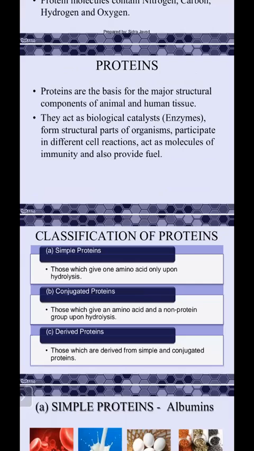They act as a biological catalyst. Whatever enzymes we have, in their presence the processes in our body become fast. That catalyst is known as an enzyme. Proteins also form the structural parts of organisms, participate in different cell reactions, act as molecules of immunity, and also provide fuel. They act as a biological catalyst.